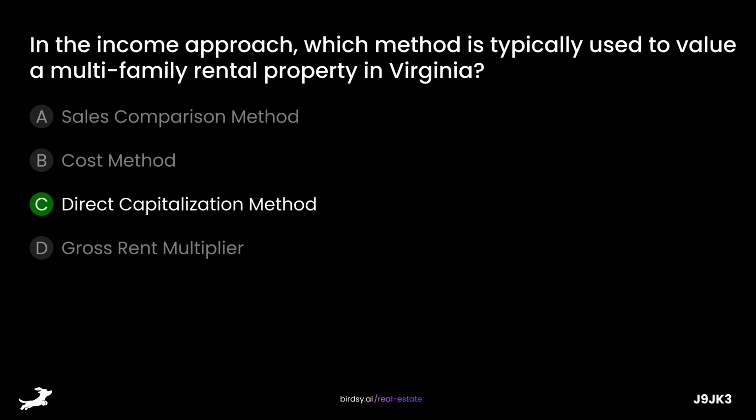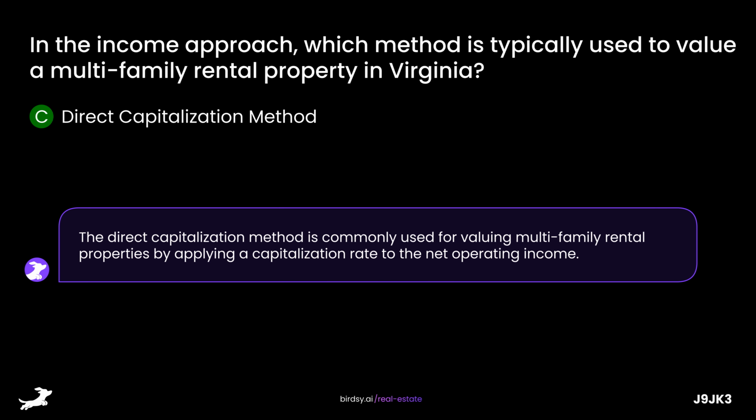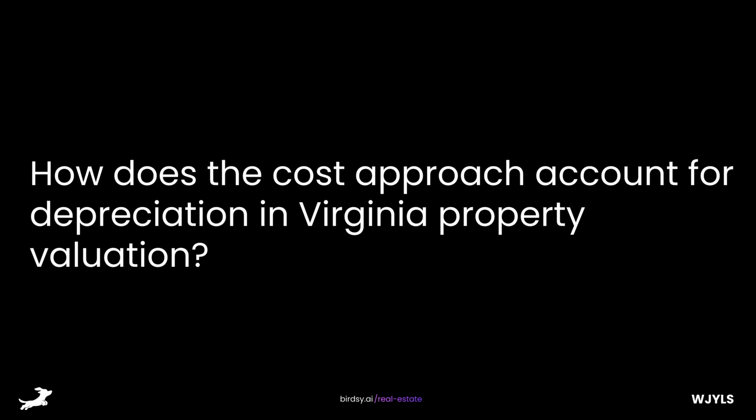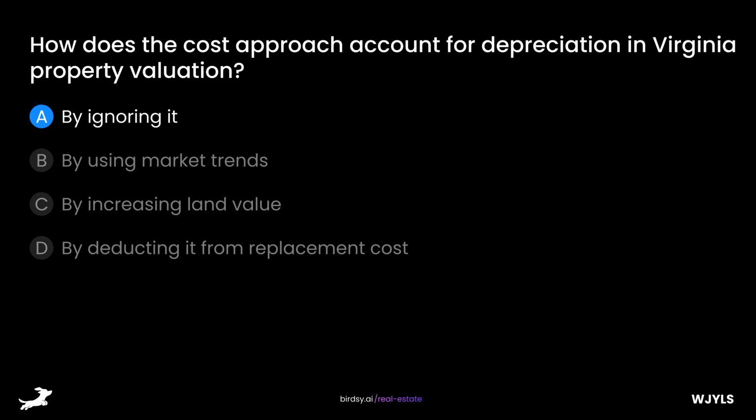The answer is C, direct capitalization method. The direct capitalization method is commonly used for valuing multifamily rental properties by applying a capitalization rate to the net operating income. How does the cost approach account for depreciation in Virginia property valuation? Is it A, by ignoring it, B, by using market trends, C, by increasing land value, or D, by deducting it from replacement cost? The answer is D, by deducting it from replacement cost.